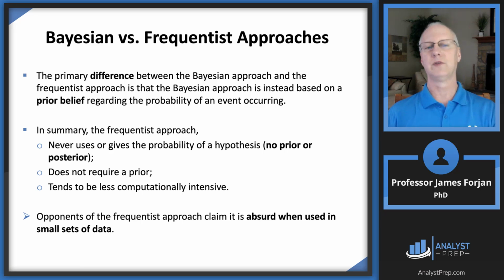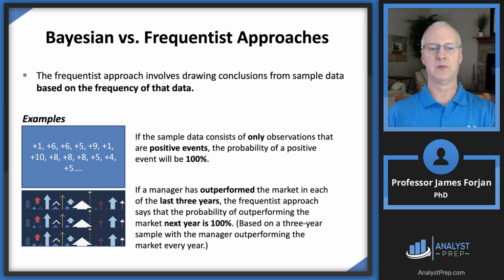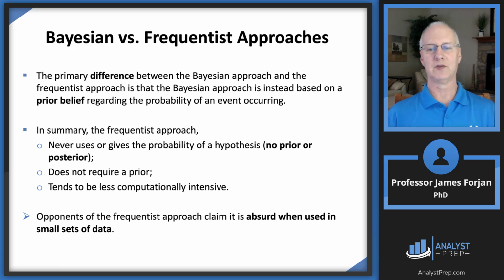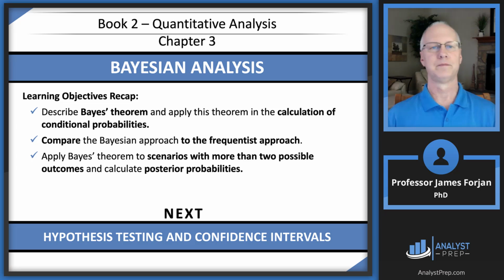All right, so frequentist never uses or gives probability of a hypothesis, does not require a prior, and it tends to be less computationally intensive. Now, of course, that's why I put this here, let me show you this, the bottom box there, that illustrates that a lot of opponents will say, how can you conclude that this mutual fund manager has a 100% chance of beating the market just because it has a small data set? And I think that takes us through the learning objectives for this chapter.